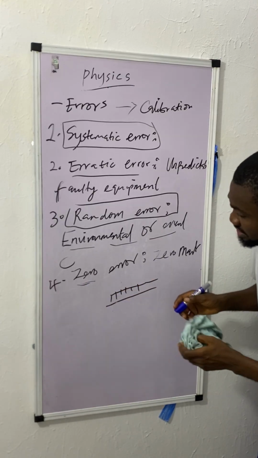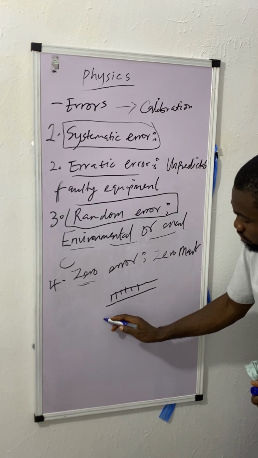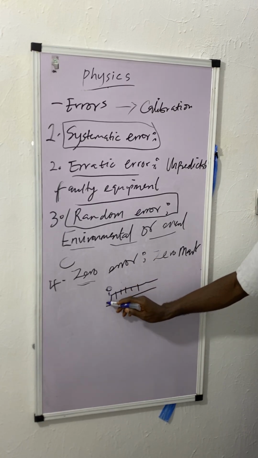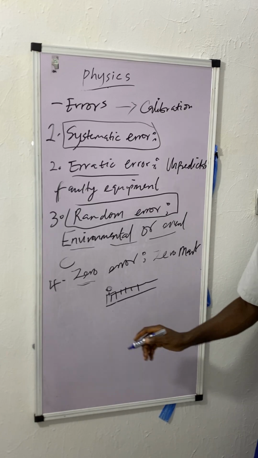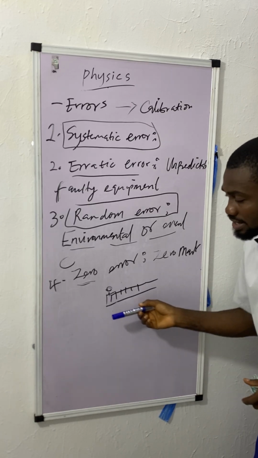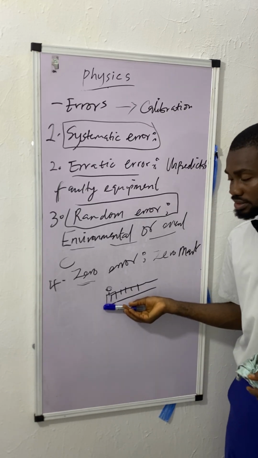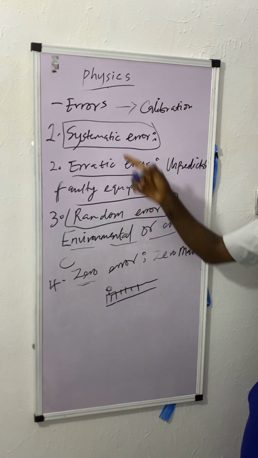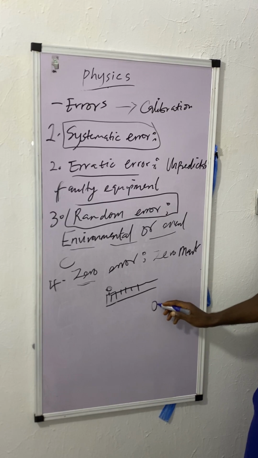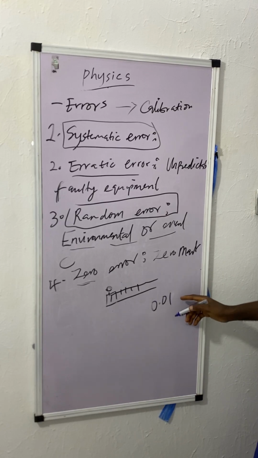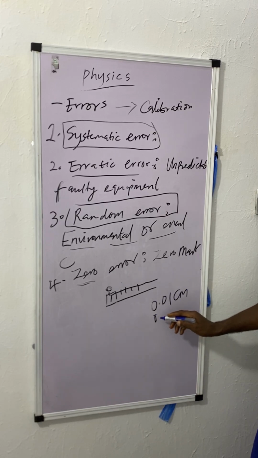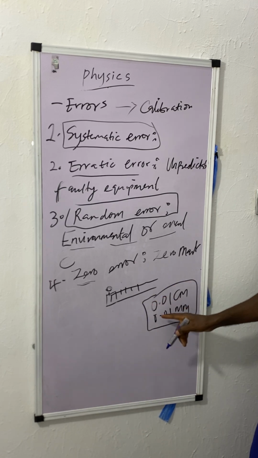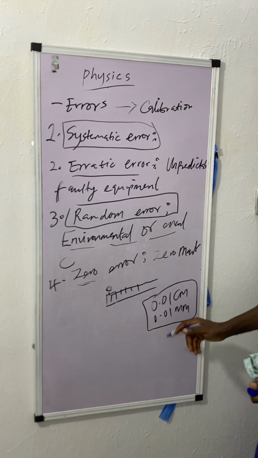All right. So for the zero error, we have the zero mark in the meter rule like this. Let's say here is the zero mark. When you are measuring, you didn't start from the zero mark during your measurement. You shift it slightly a little bit. And usually, because of this error, we use a calibration of 0.01 centimeter or 0.01 millimeter as the ratio of error, or the margin for error.